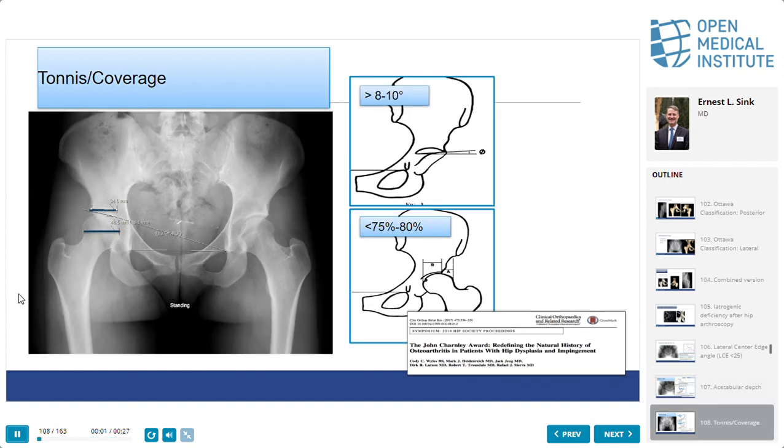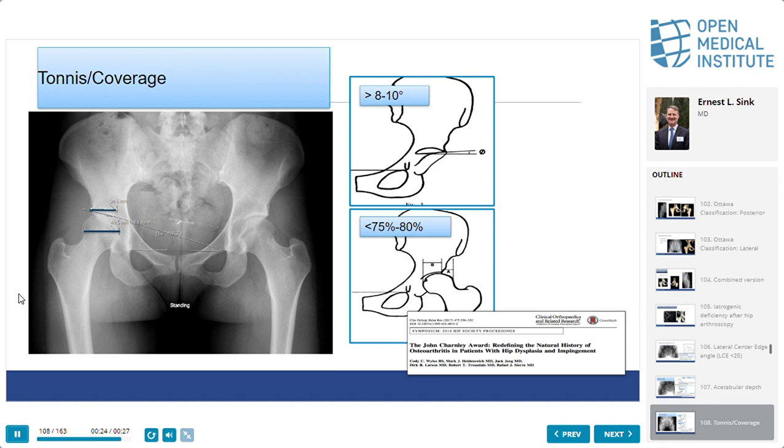Tonnis coverage. This is the Tonnis angle, which is the sourceal, the eyebrow angle. It should be under 10 or 8, especially for hip arthroscopy. If it's above 15, those hips fail. So look at that as well, and also percent femoral head coverage. So there's a lot of different variations you can do. We're trying to train AI now to do it for us, and then look at prognosis outcomes.